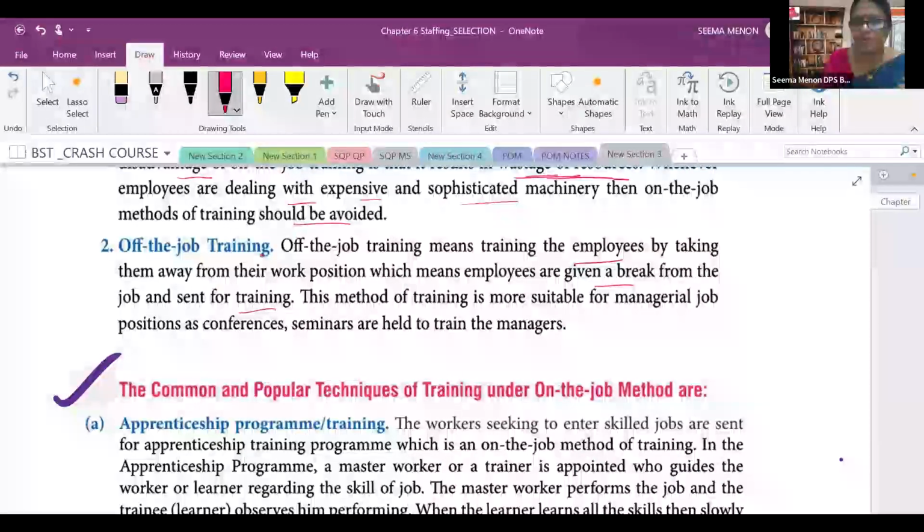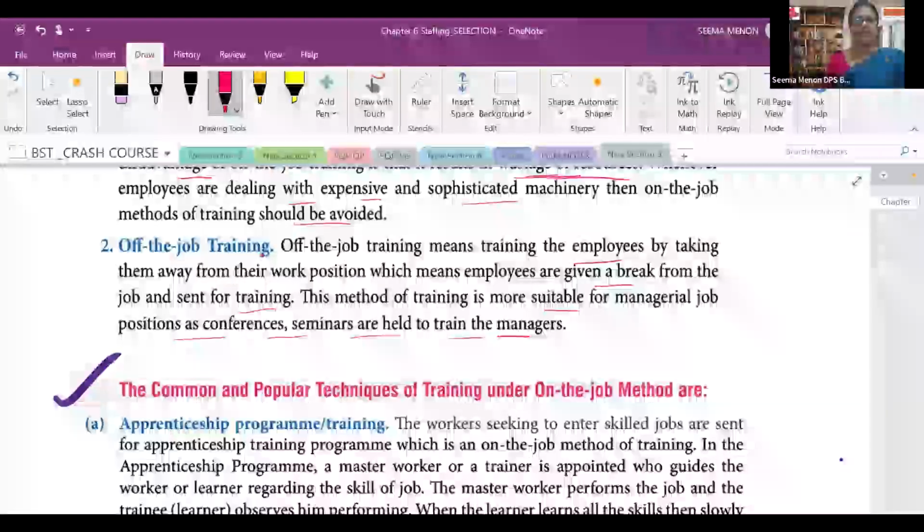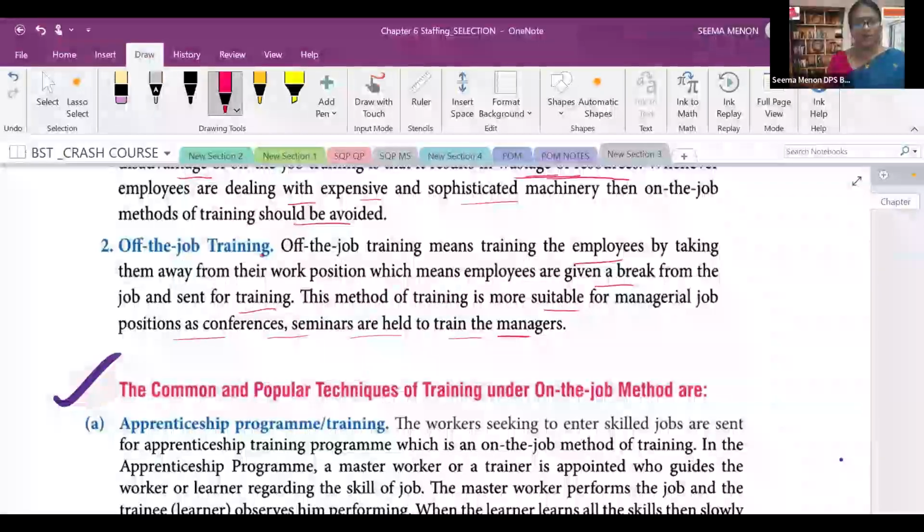This method of training is more suitable for managerial job positions, as conferences and seminars are held to train the managers. Many times in a year, or in a month, or every two months, they will be sent to a training session for 48 hours, two days, or three days, totally away from the workplace. This is normally for managerial jobs.